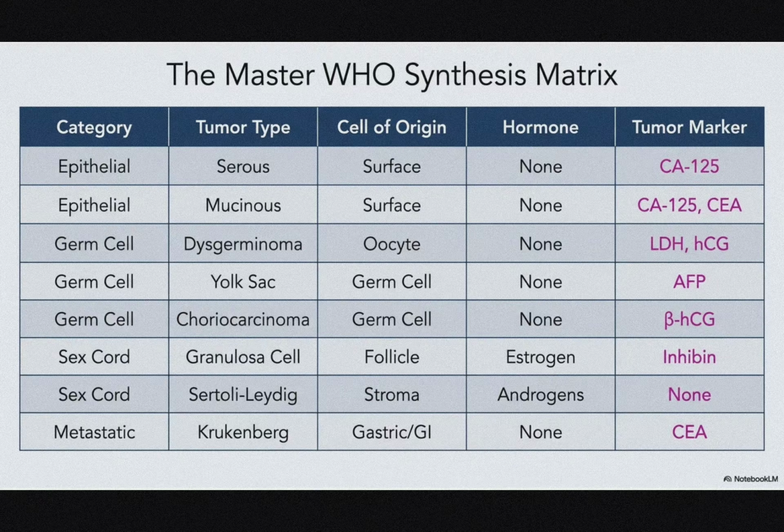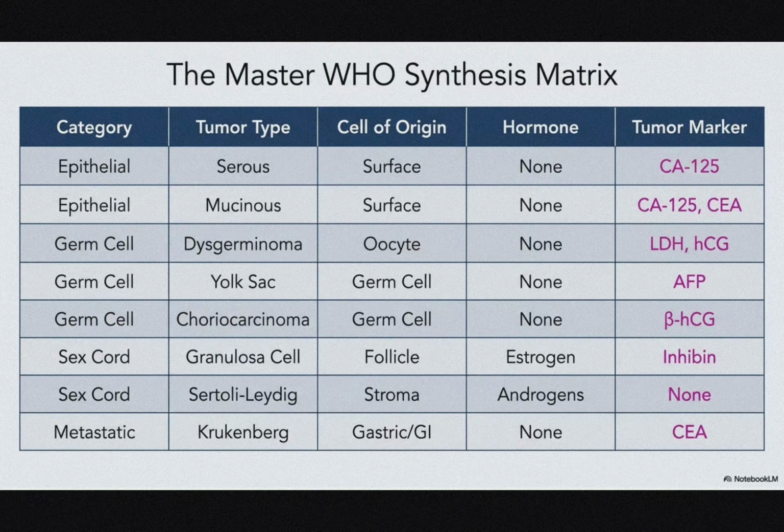and CEA. So we have germ cell tumors, that is dysgerminoma, cell of origin oocyte, hormone none, tumor markers are LDH and hCG. Tumor type yolk sac, germ cell is the cell of origin, hormone is none and tumor marker is AFP. Choriocarcinoma of tumor type, cell of origin again germ cell, hormone none, tumor marker is beta hCG.